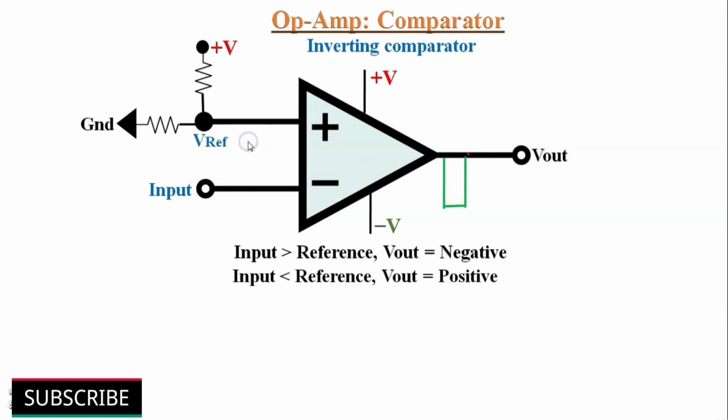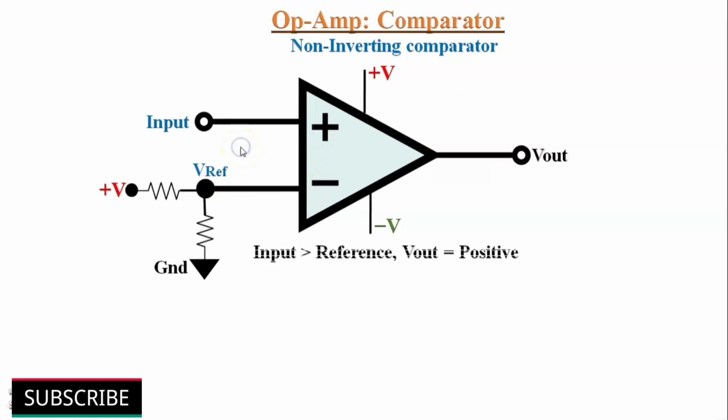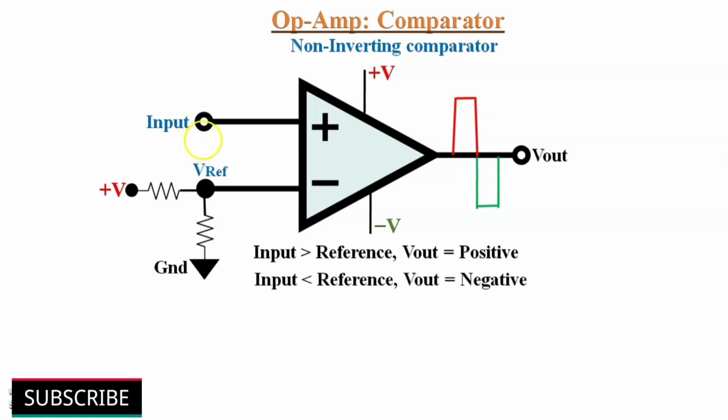Likewise, when input is lesser than reference voltage, then comparator output will saturate towards positive supply. In non-inverting comparator, the input signal is connected to non-inverting terminal and the reference voltage connected to the inverting terminal. When the input voltage is greater than the reference voltage, the comparator output will saturate towards positive supply level. And when input voltage is lesser than the reference voltage, the comparator output will saturate towards negative supply level.